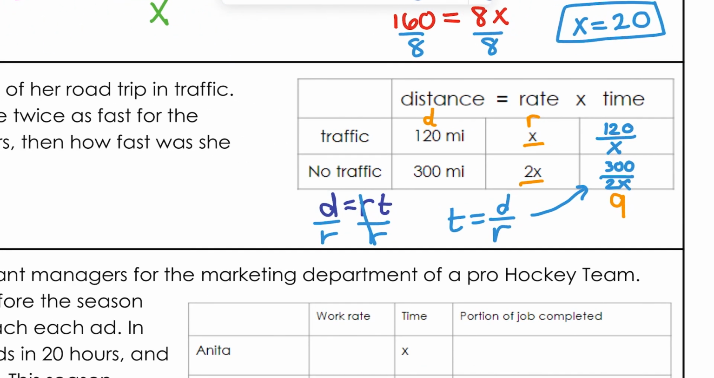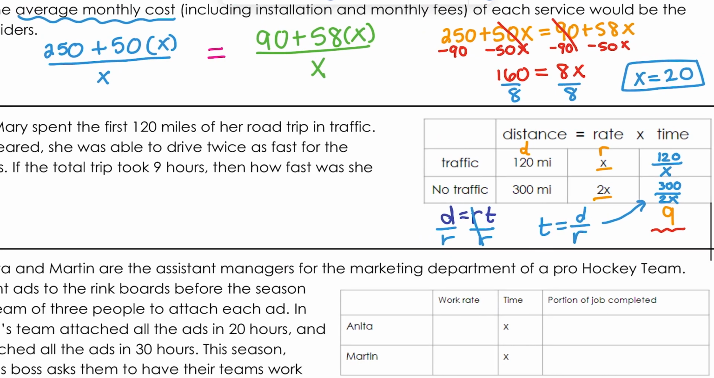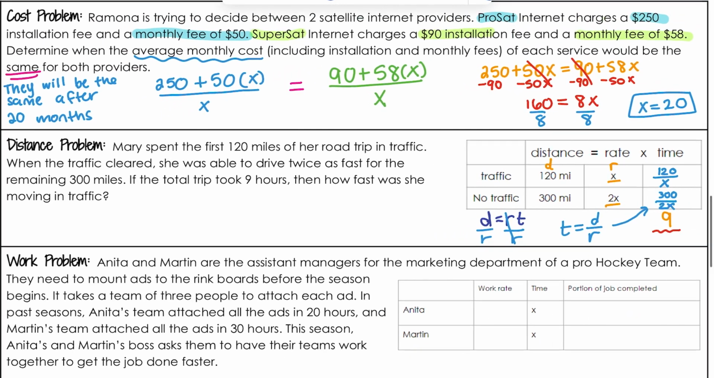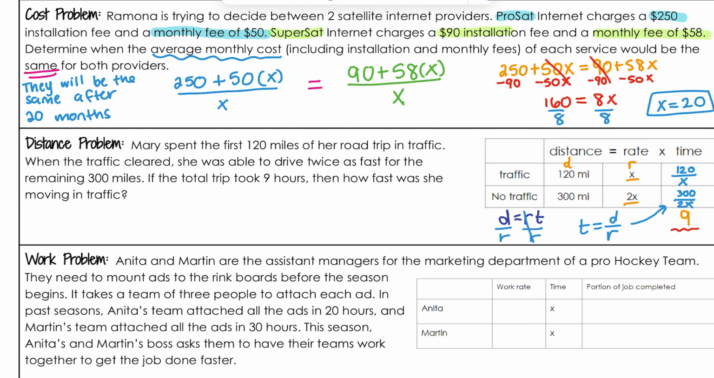Now, the reason that we need to know the time for both of the traffic and no traffic is because time is the only thing I know a total for. So that's what's going to allow us to set up our equation. So if she spent 120 over x in traffic, and then she spent 300 over 2x not in traffic, if I add those together, that would be her total time, which we know is 9 hours. And putting that together, now we have our equation that we can use to solve this.